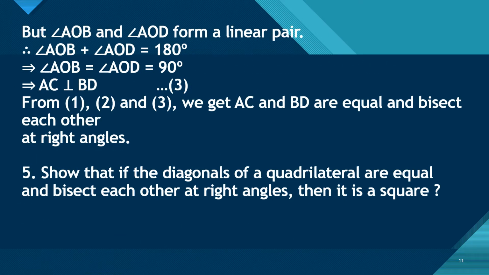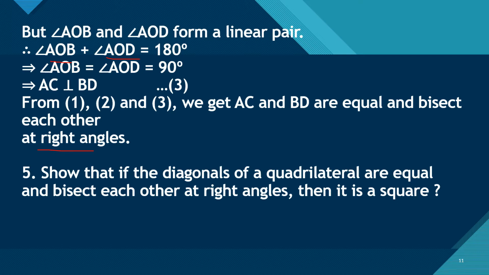But angle AOB and angle AOD form a linear pair. Therefore, angle AOB plus angle AOD is equal to 180 degrees. So angle AOB is equal to angle AOD and each is equal to 90 degrees. So AC is perpendicular to BD. From 1, 2 and 3 we get AC and BD are equal and bisect each other at right angles.